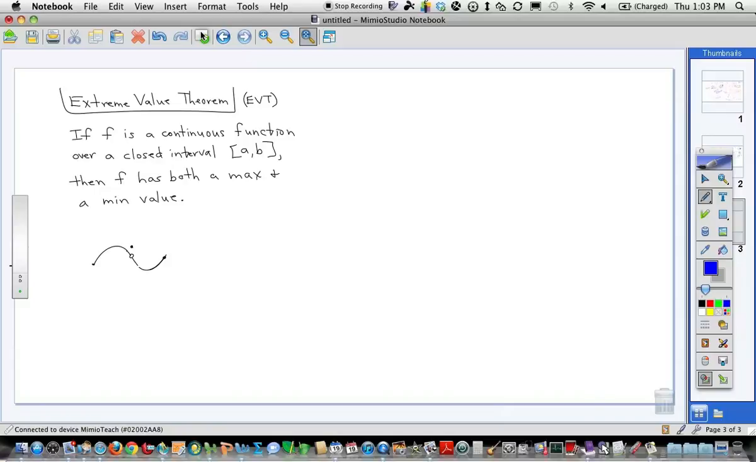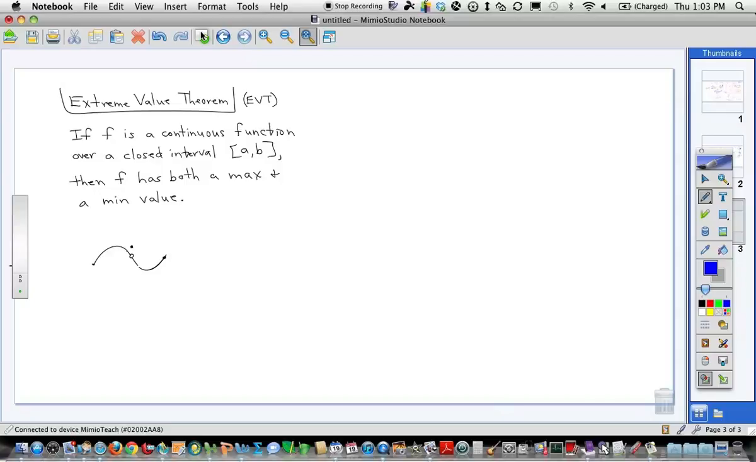But again, don't confuse what we're saying here. This is a promise that can't be broken. Okay? If they ask you, well, does this violate the extreme value theorem? Well, your answer better be no. We can't violate the extreme value theorem. It's proven to be true.